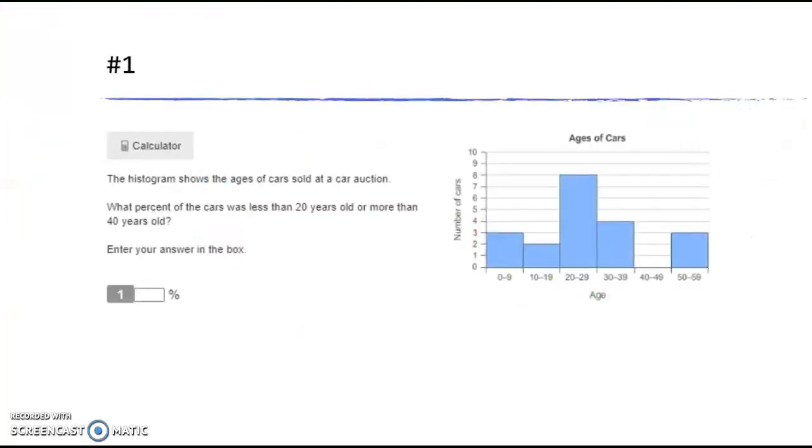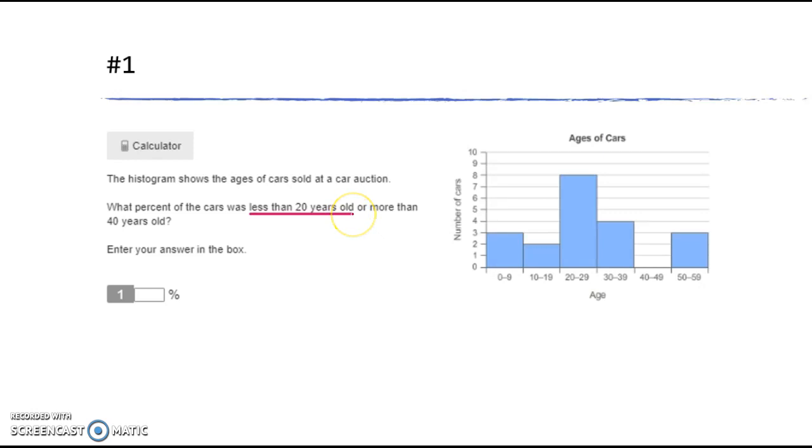So number 1 says the histogram shows the ages of cars sold at a car auction. What percent of the cars was less than 20 years old or more than 40 years old? So let's go pick through that key information and see which groups I'm looking for. I want the cars that are less than 20 years old.